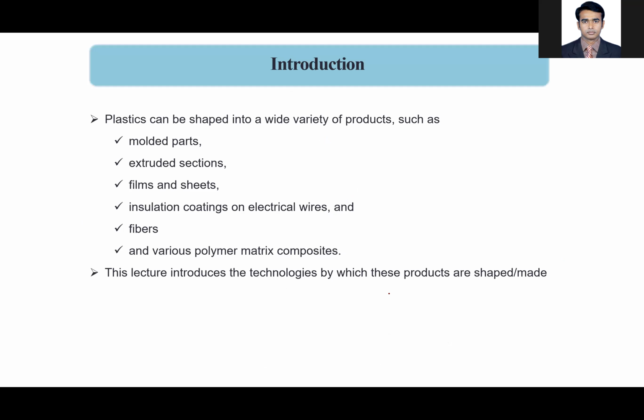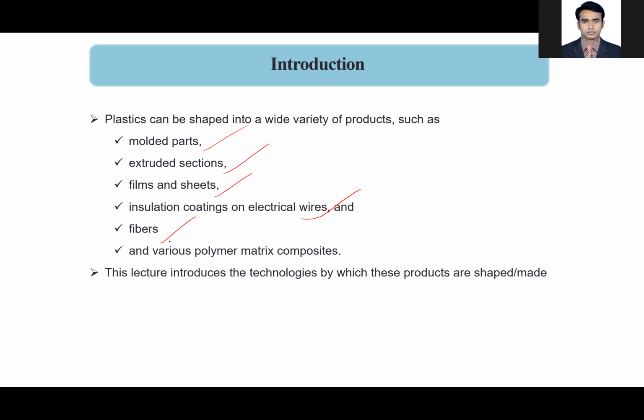So for the introduction, plastic can be shaped into a wide variety of products. Nowadays it's continuously increasing. In terms of volume, I think 80 to 90% of products are made of plastic nowadays. Examples are molded parts, extrusion sections, films, sheets, insulation coating for electrical wires, fibers for manufacturing composites, or sometimes clothes. Fibers are used for clothes, like polyester.